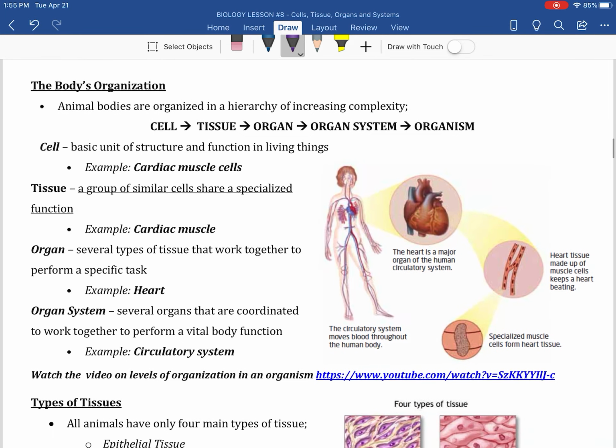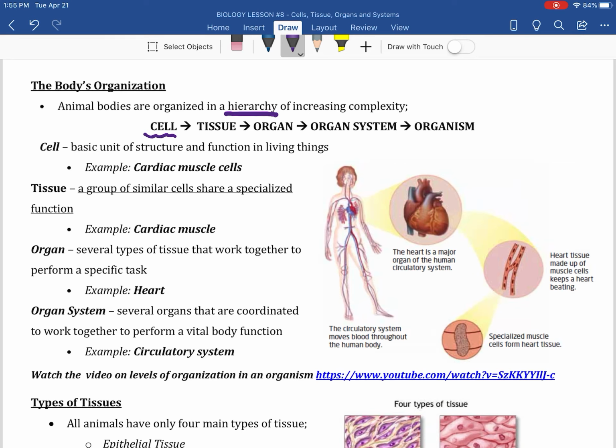Moving on. The body's organization. Okay, so this is a doozy. We call this the hierarchy. So a hierarchy, you may have heard of this before in other courses, but a hierarchy is like a class system going from the bottom to the top.